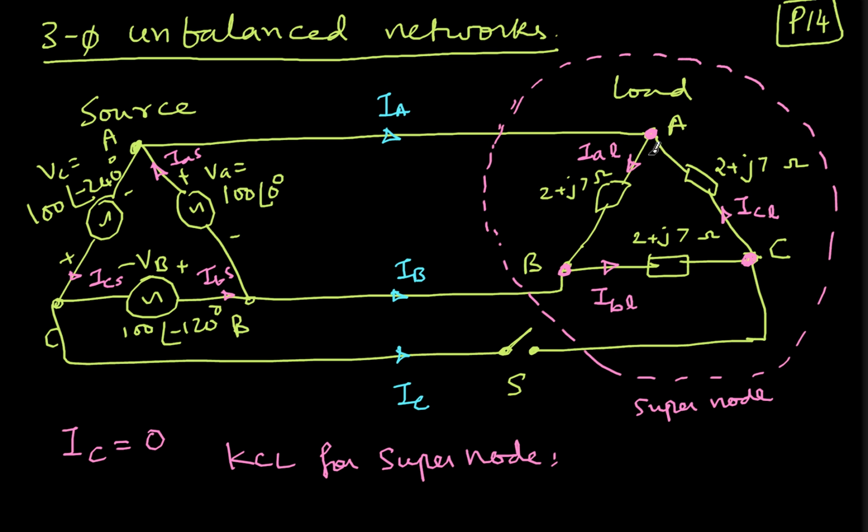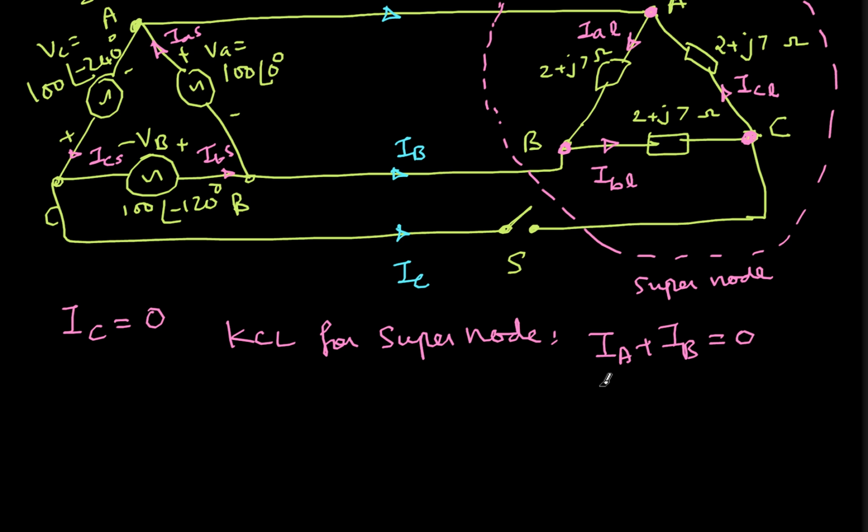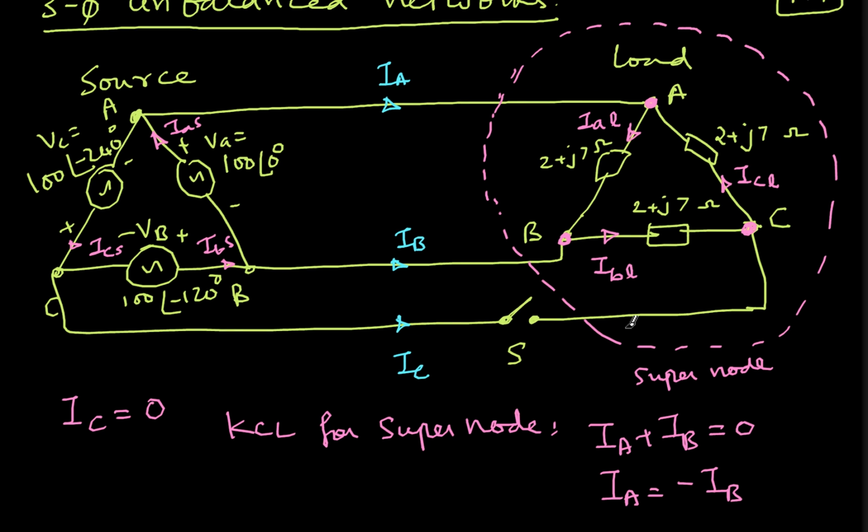Supernode is nothing but just a name for multiple nodes combined into a small part of the circuit. So here I can write IA plus IB equal to 0, or IA equal to minus IB. So whatever IA value is there, the magnitude will be the same, and the phase angle will be moved by 180 degrees. That is the meaning of minus. So let's come back here and then see.